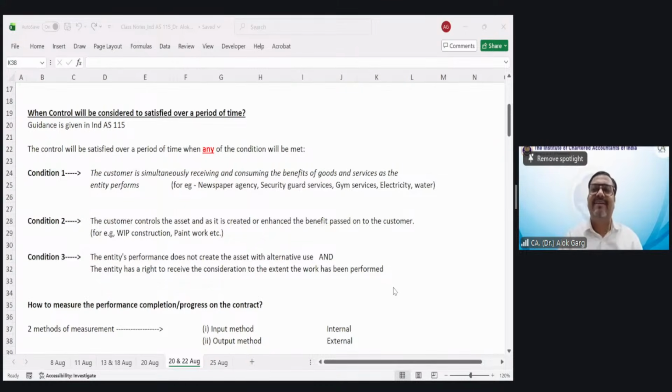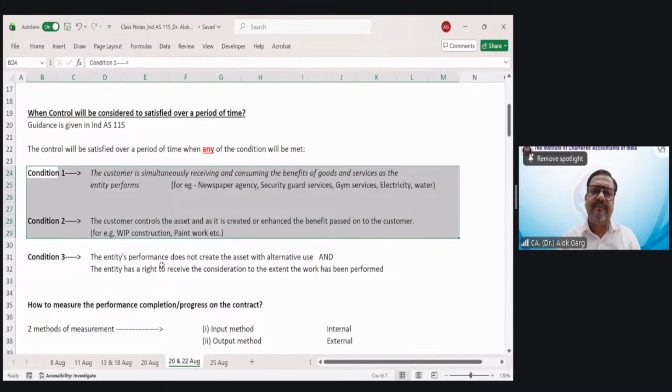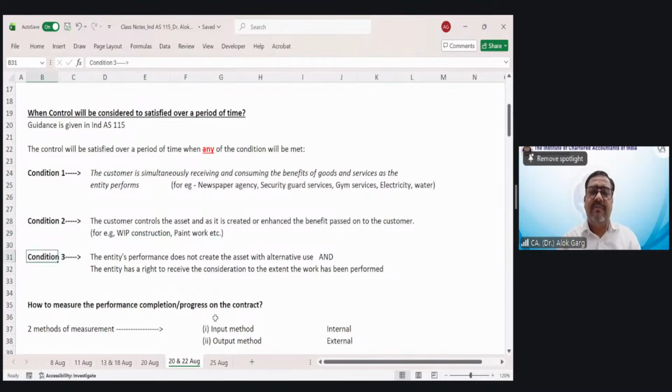You are absolutely right, Rachit. At a point in time. Sai Kiran, it should not be recognized immediately. When the control is transferred, for example, Sai Kiran, assuming condition number 1 and condition number 2 are not meeting. Okay. Now coming to condition number 3.